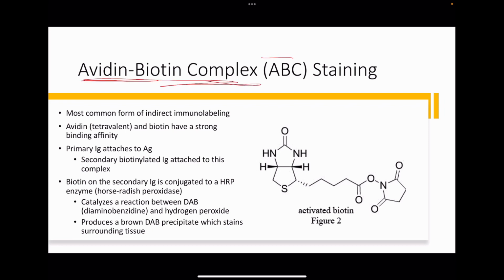So moving on to one of the more common forms of indirect immunolabeling, it's known as the avidin biotin complex, or ABC staining. This is commonly used in the lab. It's very easy to buy in multiple units commercially and use for immunolabeling tests. It involves two molecules. We have avidin right here, and it's tetravalent, with 4 different binding regions. It has a very, very strong binding affinity to biotin.